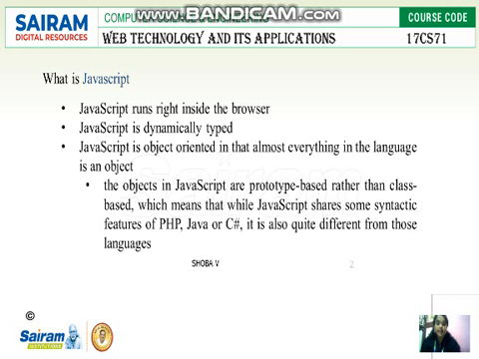This is also a dynamically typed language, and it is object oriented. Almost everything in the language is an object, and the objects used in JavaScript are prototype based rather than class based. JavaScript shares some syntactic features of PHP and Java, but it is also quite different from those languages, because it borrows some features from these previous languages.